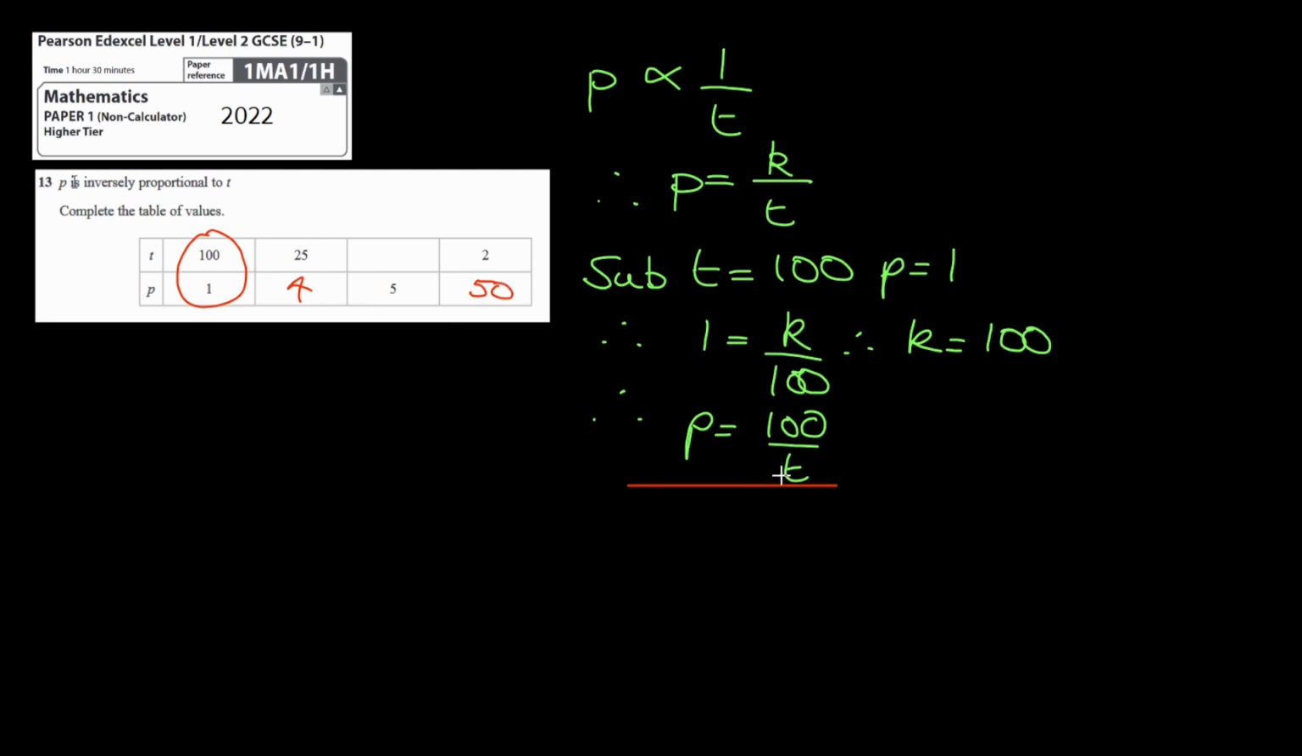Now it's the other way round. We need to find t when p is 5. If we put p as the denominator and t as the numerator up here, in other words, swap p for t, the equation still will be true. So we get 100 over 5, which is 20. And those should be your results.